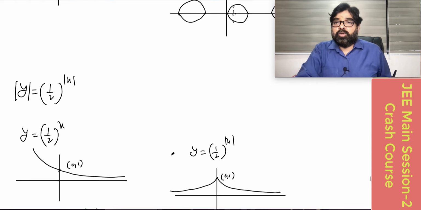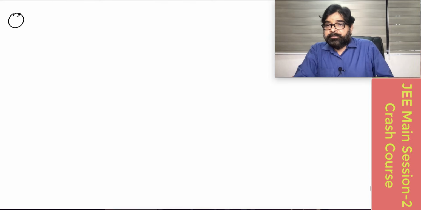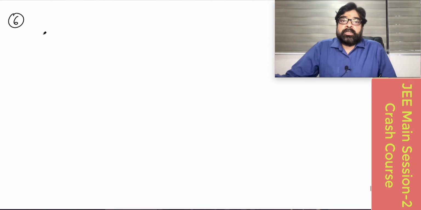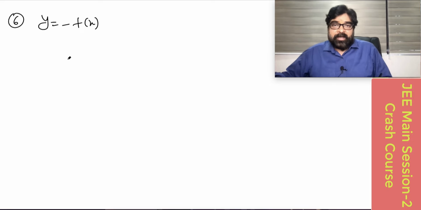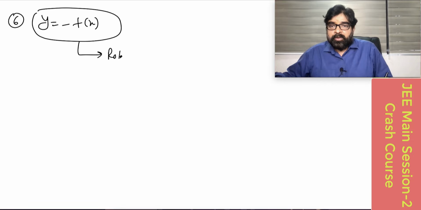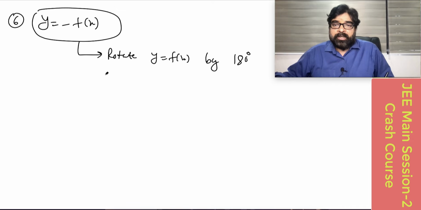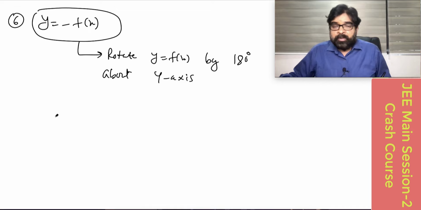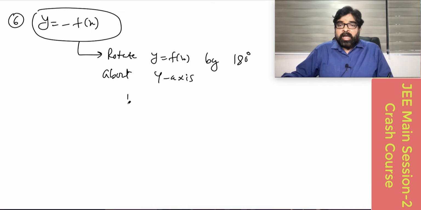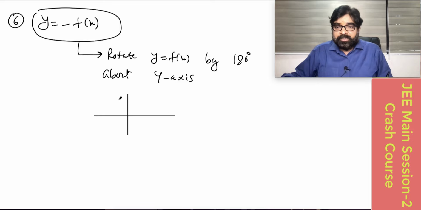Chaliye. So, fifth point is clear to everybody. Sixth point, drawing y equal to minus fx. Whenever the minus sign is coming in front of the fx, simply you have to rotate y equal to fx by 180 degree about y axis. So the first job, y equal to fx you have to draw, and after drawing y equal to fx, rotate it by 180 degree.